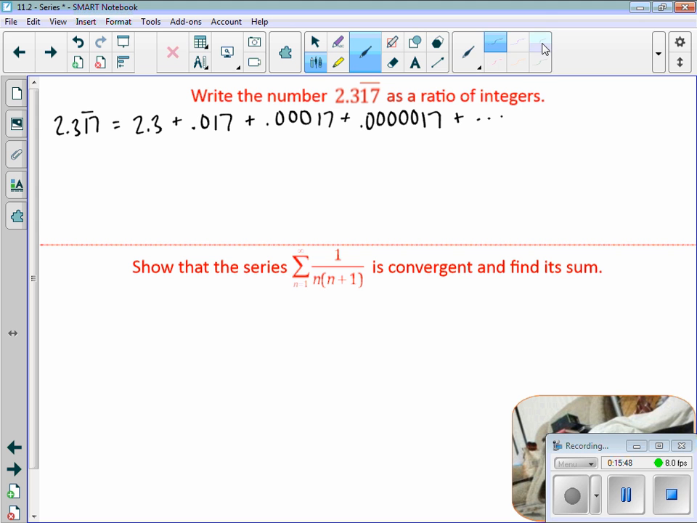Okay, so the part that's geometric here is just this part. This part here isn't geometric with that. And some people have trouble finding what the R is. If you're having trouble finding what the R is, you can find it by dividing a term by the previous term. So if you can't figure out, okay, I know it's multiplying by 1 over something, like 10 to a power, but I'm not sure what that is, you can always just divide them.